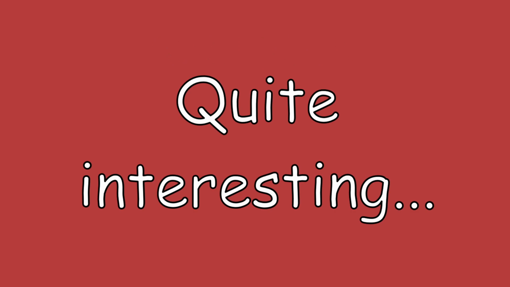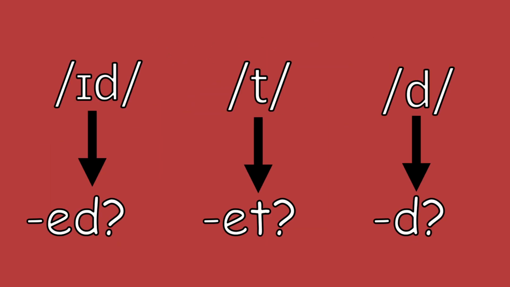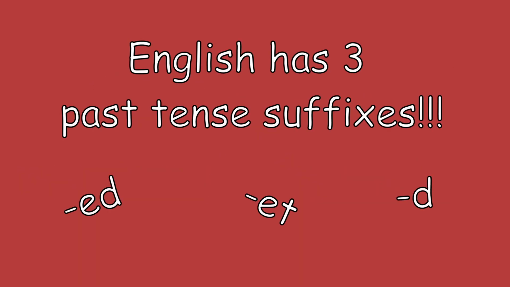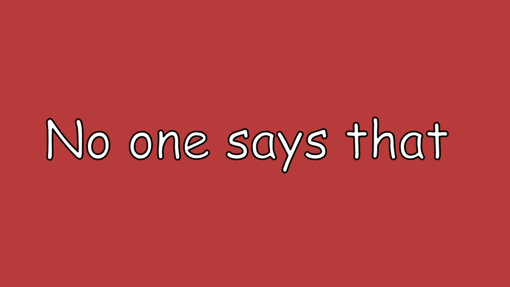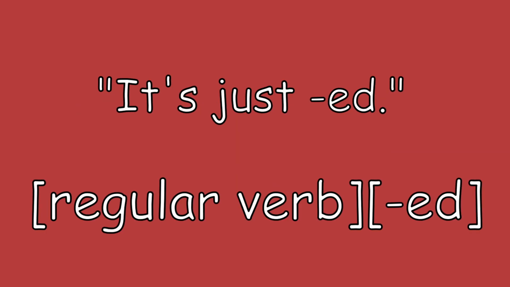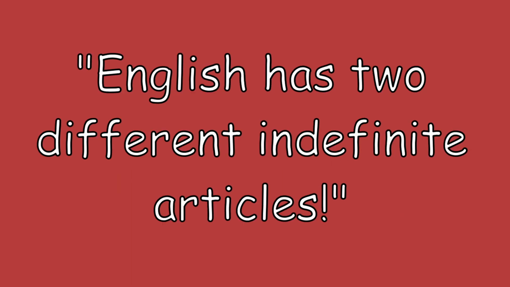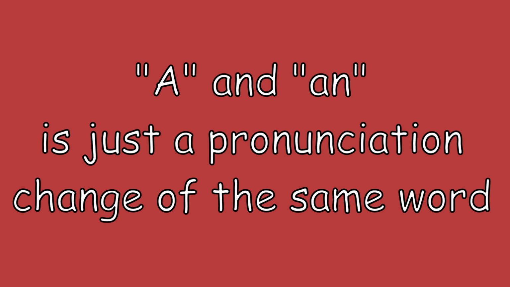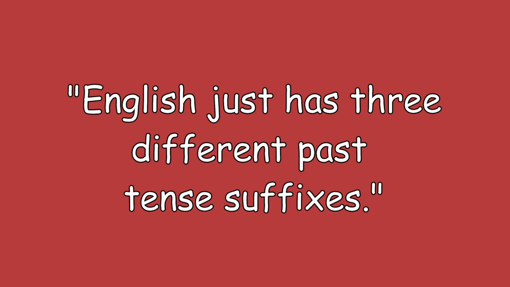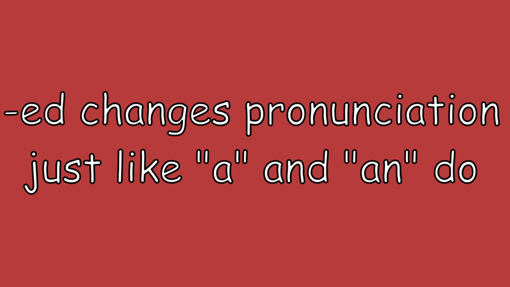It's quite interesting to think that these different ways to pronounce ed could be spelled differently but aren't. If they were written differently, people would be saying that English has 3 different past tenses for regular verbs, but no one says that, even though it's technically true. Everyone says that regular verbs just take the ed ending and that's it. This is interesting because people say that English has 2 different indefinite articles, a and an, because of a pronunciation change of the same word. Yet people don't say that there are 3 different suffixes for the regular past tense, even though this follows the same logic.